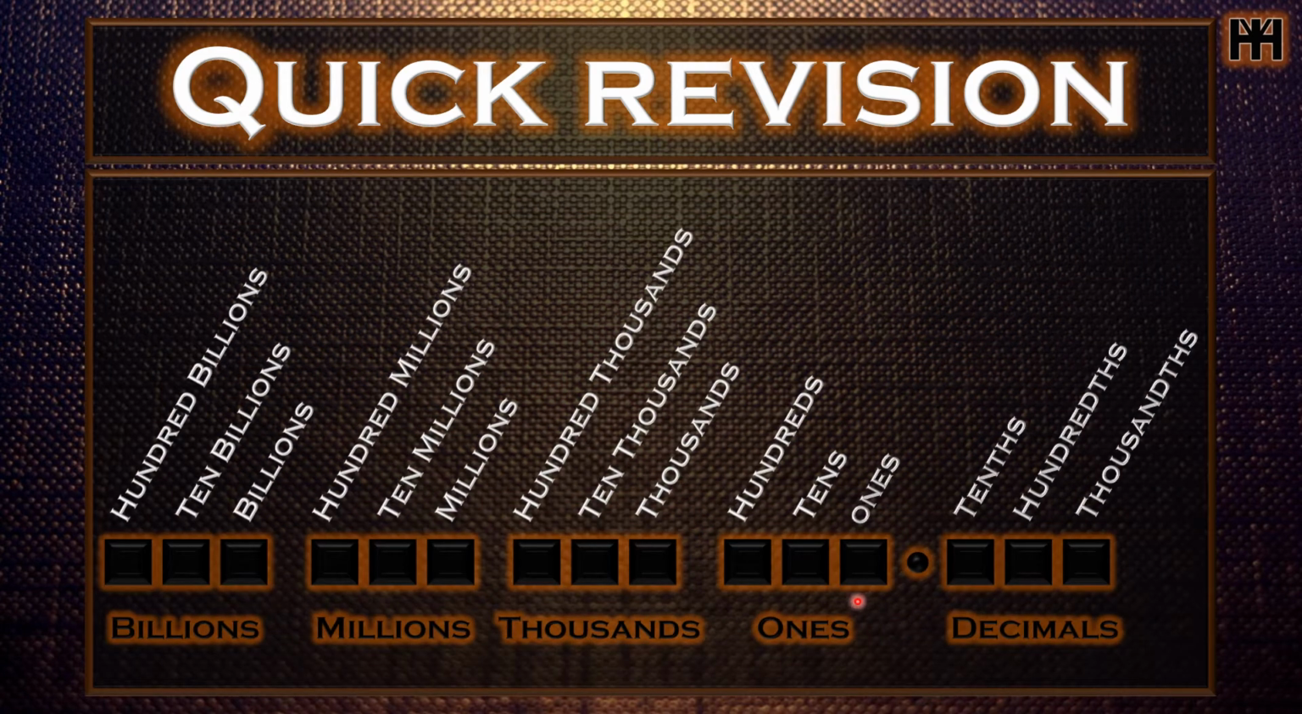Quick revision. Remember in the previous sessions, we have the ones, which include the ones, the tens and the hundreds, and the thousands, which include the thousands, 10,000s and 100,000s and so on. Then we have the decimals. They include the tenths, hundredths and thousandths.